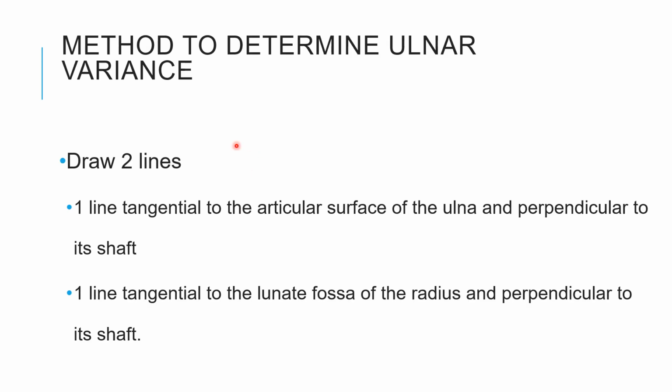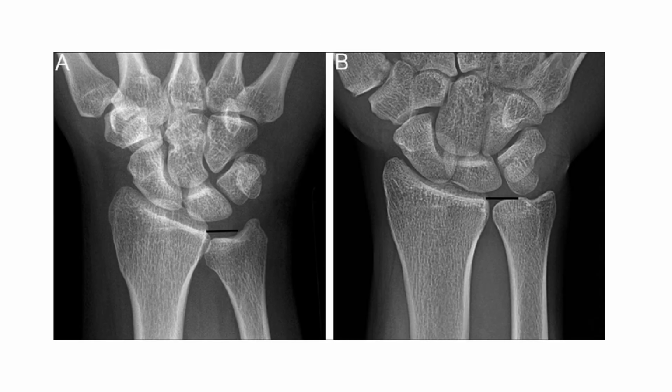And the method to determine ulnar variance, you have to draw two lines. One line is tangential to the articular surface of the ulna and perpendicular to the shaft. And the second line is drawn tangential to the lunate fossa of the radius and perpendicular to the shaft of the radius. Here you can see, we can draw two lines. One is through the articular surface of the distal radius and one is through the articular surface of the ulna.